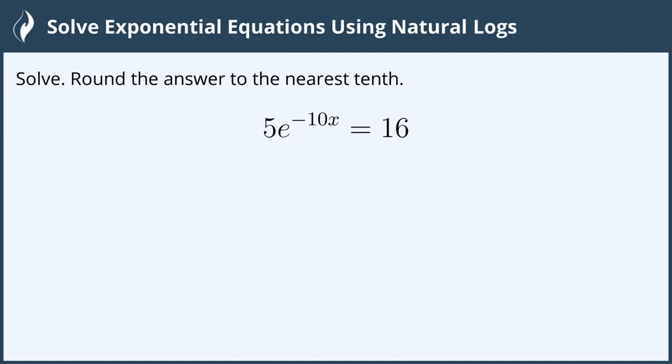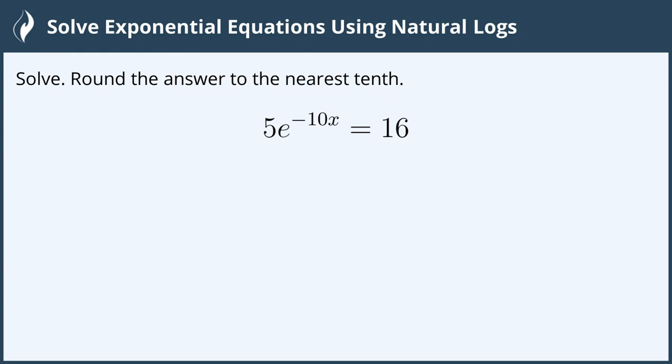Hi everyone! In this video we will solve exponential equations using natural logs. Solve, round the answer to the nearest tenth. Here we have 5 times e to the negative 10x equals 16. And we want to solve for the variable x, but it's in the exponent. So let's try and isolate it as much as we can.